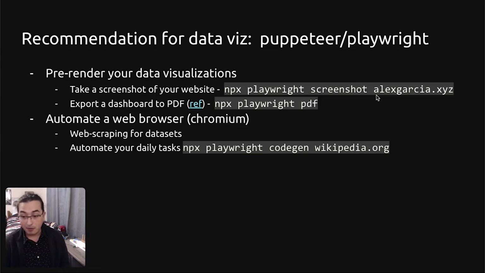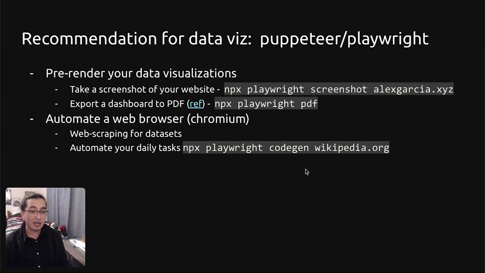which is much faster. If you have a dashboard that you like to save as a PDF and share in an email, instead of opening up your web browser, going to the place, and taking a screenshot or printing it as PDF, you could use Playwright, which has a PDF command that will open up that website, save it as PDF, and download it to your file system.